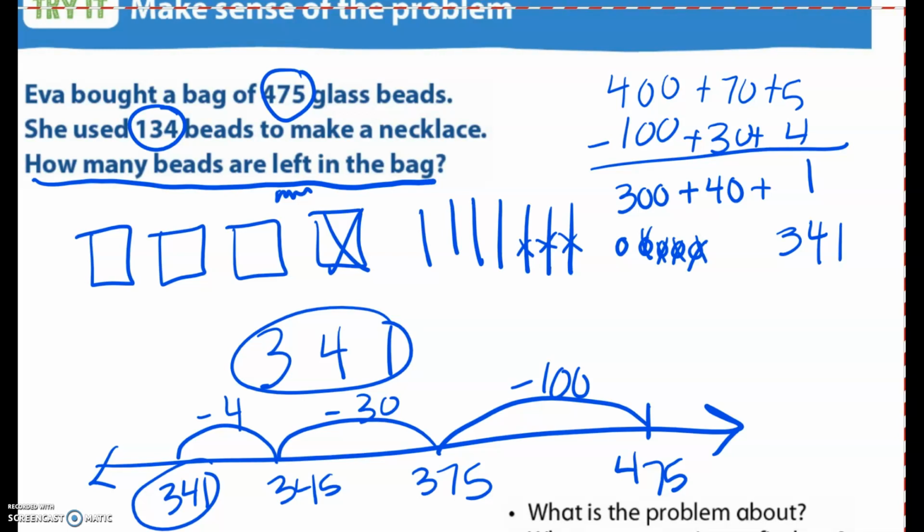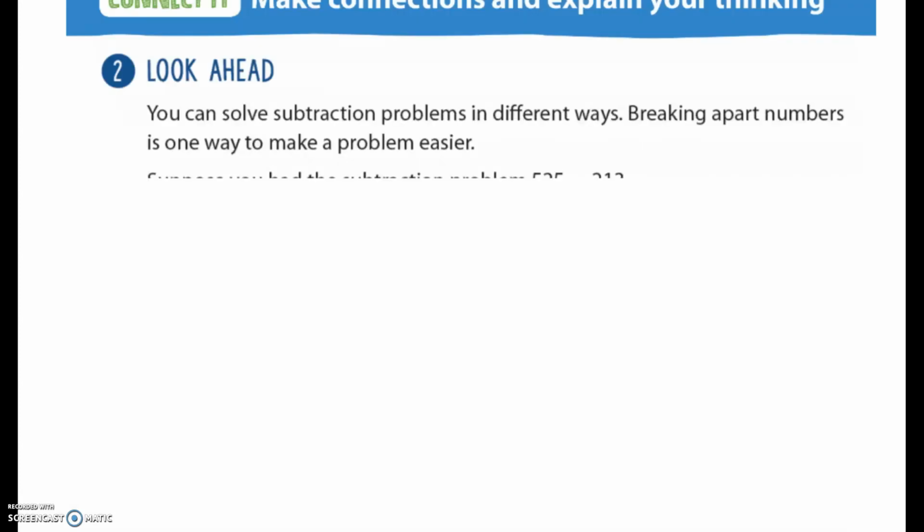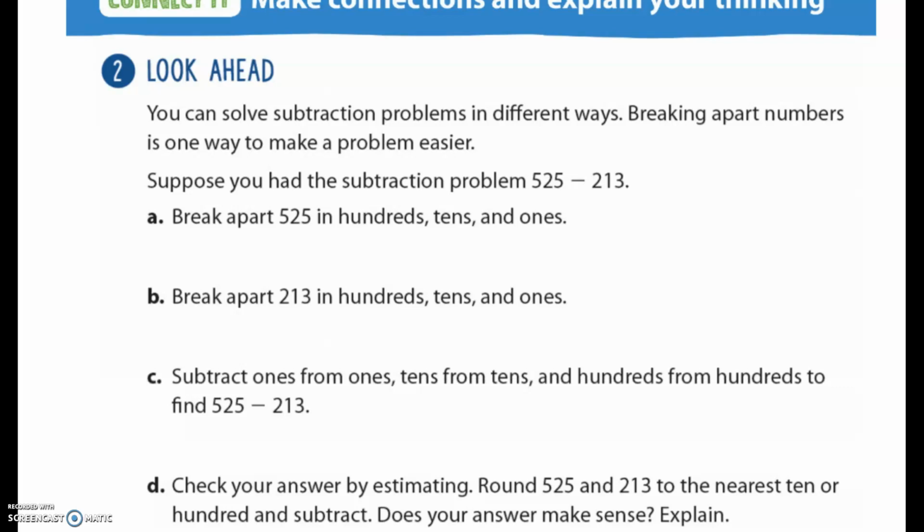So let's go ahead and go on to the next problem. It says how to find out how many she has left. Well, those ways that I just did explain how many she had left. You can do a picture, or you can do break apart, or you can do a number line. So draw one way for you to show how many she has left. Once you're done with number 1, number 2 is going to walk you through some steps. So write on number 2 as I write it up here.